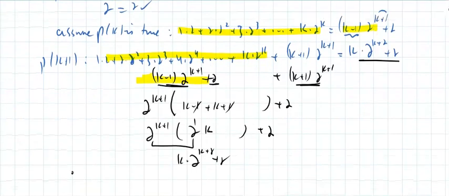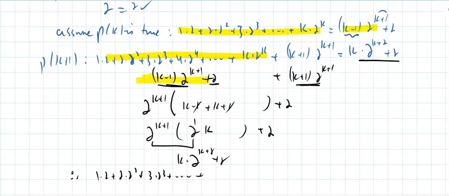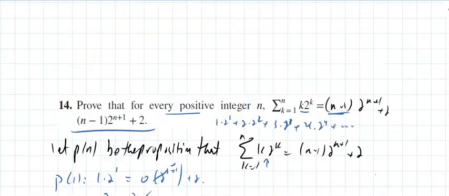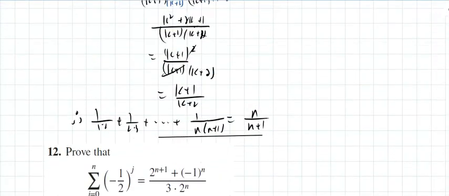So what do you say? Therefore, 1 times 2 plus 2 times 2 squared plus 3 times 2 cubed plus n times 2 to the n must equal n minus 1 times 2 to the n plus 1 plus 2. And that's the official. Now here, I do want us to list the induction hypothesis every time you do that, so I could follow your work and see what you're doing.